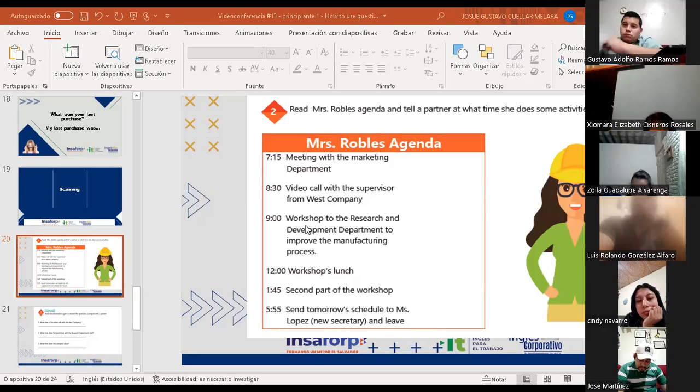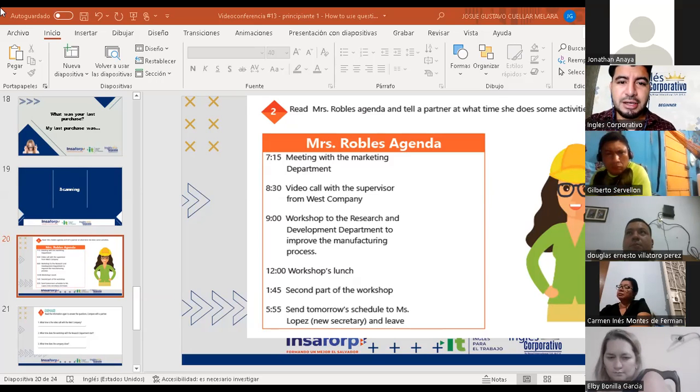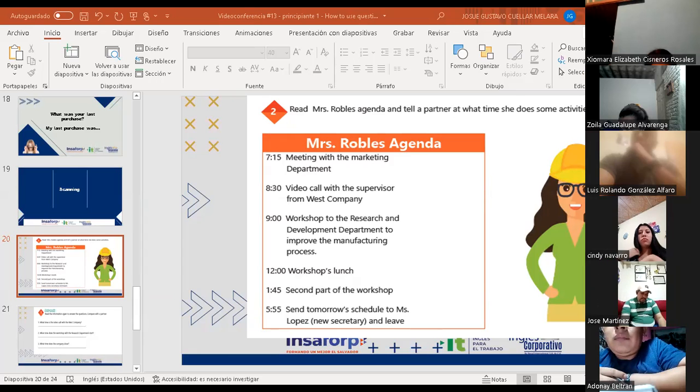Si quieren anoten esta palabra porque normalmente it is very common that in the companies or in the enterprises we have different types of workshops during the year, durante el año. Tenemos diferentes tipos de talleres, okay? So that's very common. In the companies, remember that we have different types of workshops. No es el mismo, sino que tenemos diferentes tipos, okay?